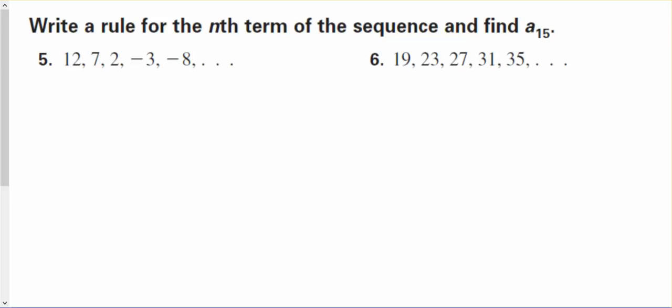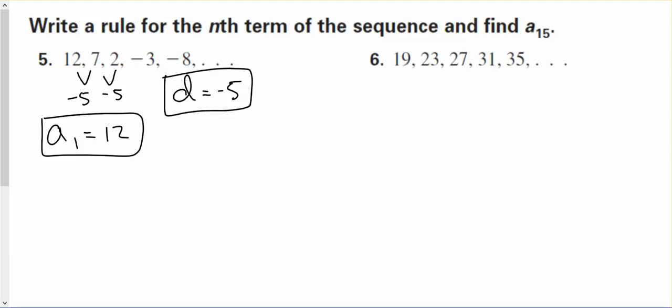So you guys try this. Write a rule and then find the 15th term. We can do 2 of them here. Take a second, hit pause and do it. We can see we're going down by 5. Down by 5. So our common difference is negative 5. Our first term is 12.